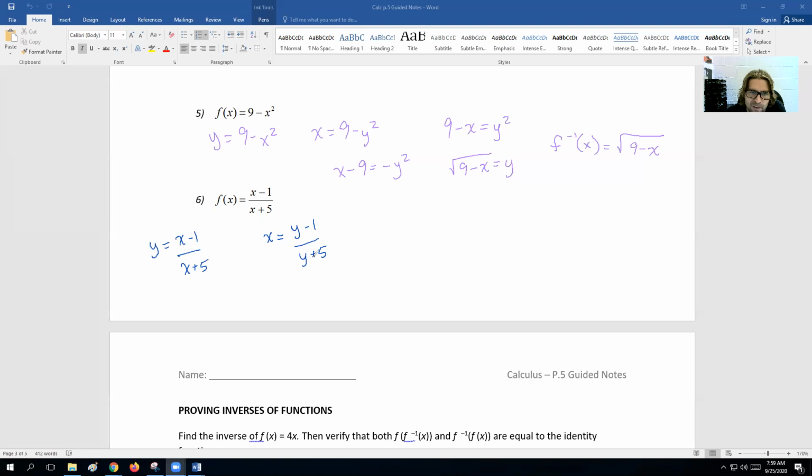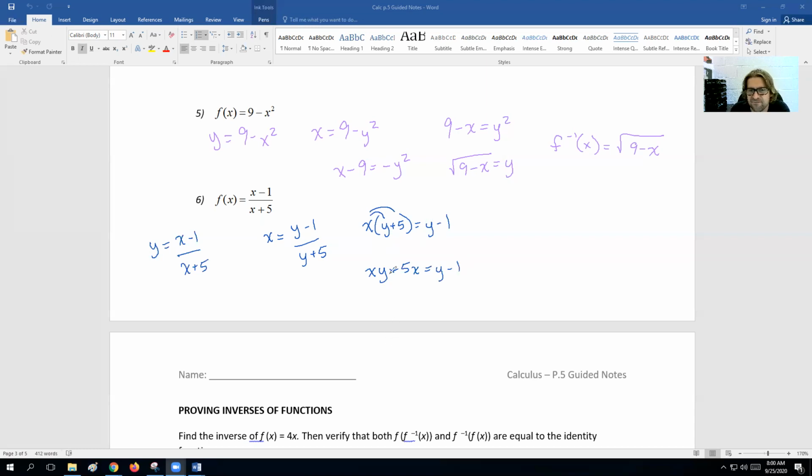So if we're dividing by y plus 5, I can take the other side, x, and times it by y plus 5, and still get the y minus 1 alone. So I took this bottom here and I multiplied it by the other side. Okay. Then the next step, I'm going to distribute the x. I don't like having parentheses, so I get x times y is xy, and then plus 5x equals y minus 1.